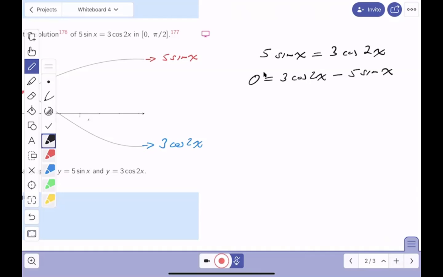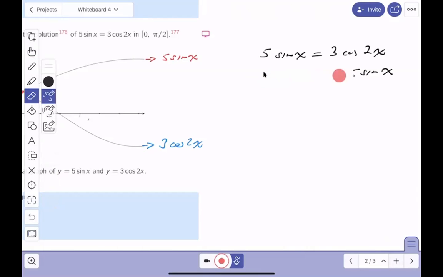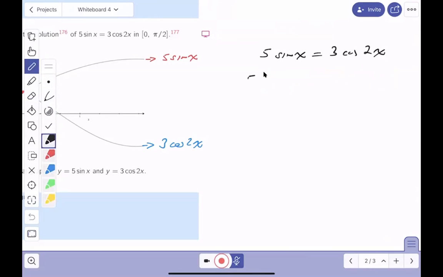You know what? I'm going to write that a little different. I'm going to erase that. Really, I don't like that. I'm going to write a different one down: 5 sine x minus 3 cosine 2x equals 0. And I'm going to say this is my function. And what am I looking for? I'm looking for a root of it.